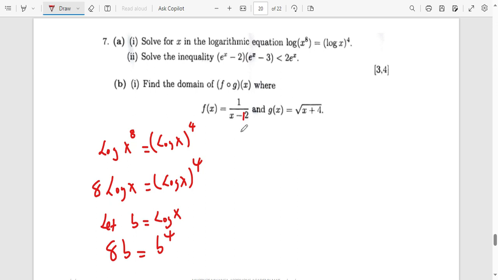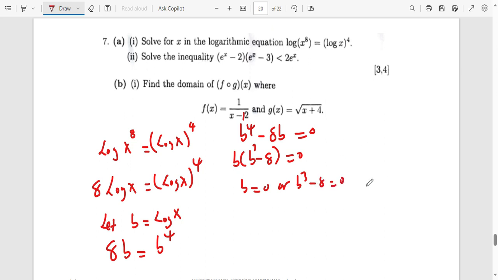I'll take the terms to the same side, so that becomes b to the power 4 minus 8b is equal to 0. Factorize out b, so that will be b times (b cubed minus 8) is equal to 0, meaning that b is equal to 0, or b to the power 3 minus 8 is equal to 0. If you take 8 to the other side, b cubed is equal to positive 8. And then cube root both sides. What number can you multiply 3 times for you to be able to get 8? We know that is a 2, meaning that b is equal to 2. So there are two possible answers of b. Our aim is not to find b, but to find x.